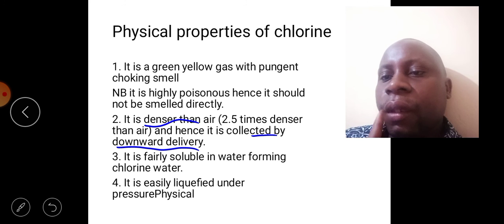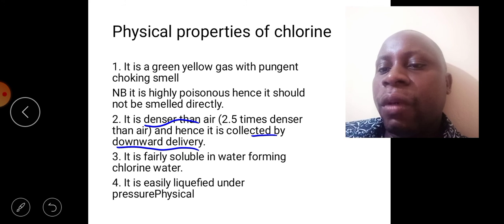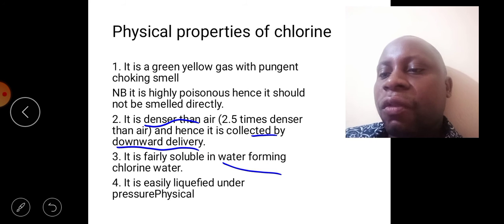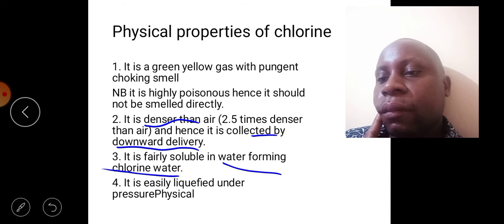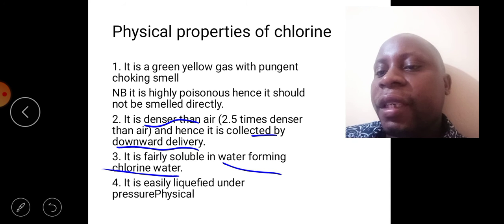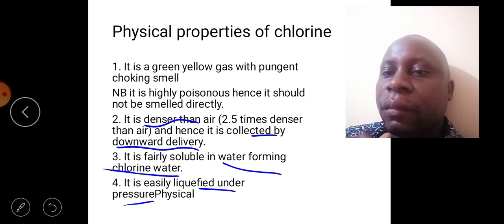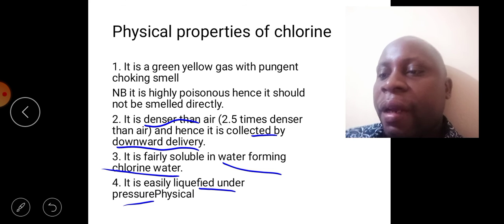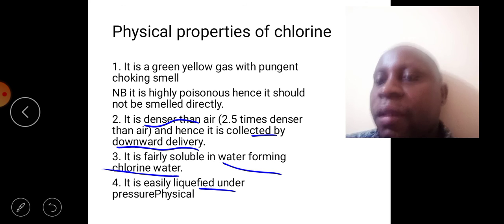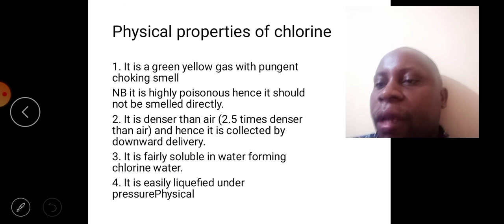Now, chlorine is fairly soluble in water. It is soluble in water, hence forming chlorine water. We discussed this in Form 2, but we shall discuss it again here. It is easily liquefied under pressure. Those are the physical properties of chlorine gas.